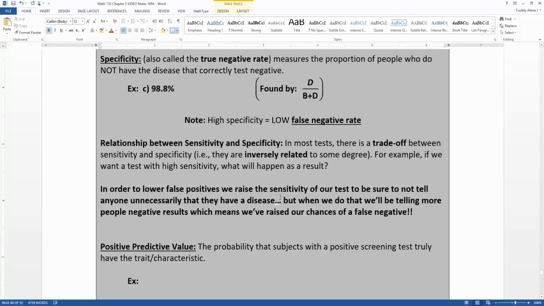So you can say, okay, let's do the reverse. I want to lower my false negatives, so I'm going to increase my specificity because I don't want any false negatives out there. Well, if that's the case, then I'm going to tell a lot more people that they're sick than actually are, because I'm going to boost how many positive results I'm giving out. In order to not give negatives, I'm going to give positives. But that means I'm going to increase my false positive rate. So they go hand in hand, kind of like a teeter-totter.